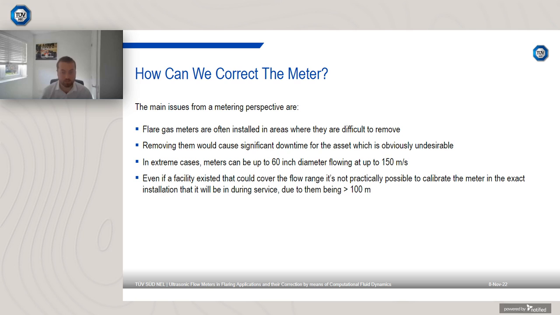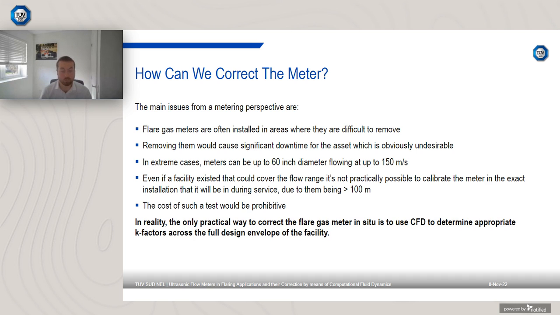Even if you can find a facility that can operate with these conditions, the flare systems are usually 100 meters in length. We've actually seen some flare systems that are kilometers in length. So replicating one of these flare systems would be cost prohibitive, really. Therefore, the only real practical way of correcting flare gas meters in situ is to use CFD.